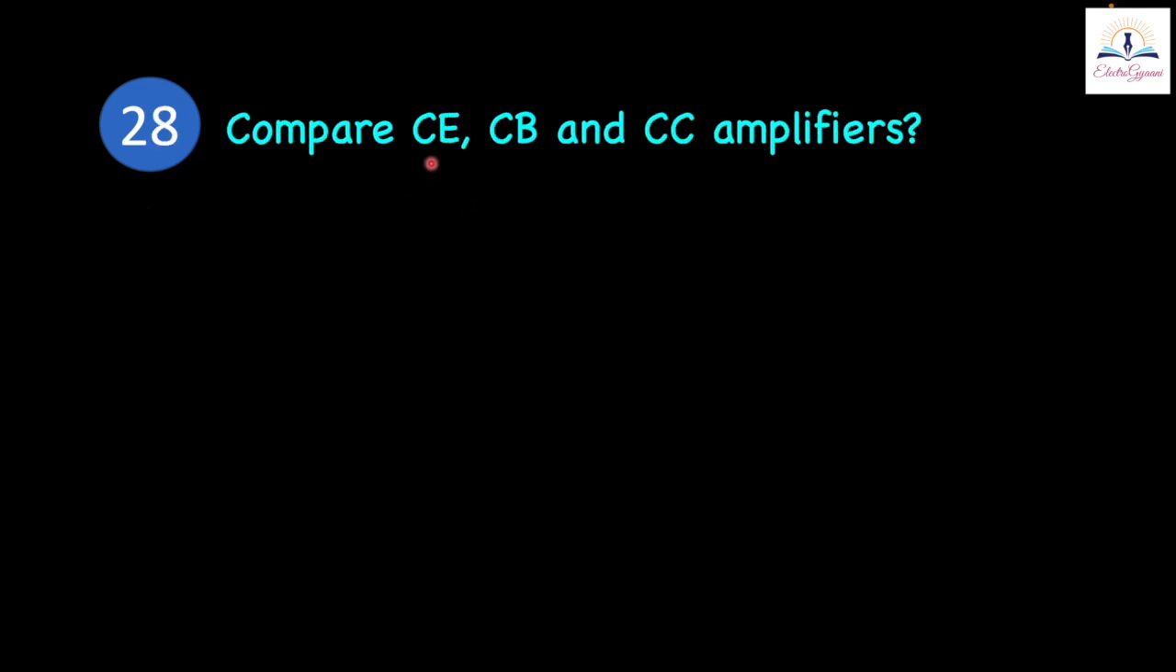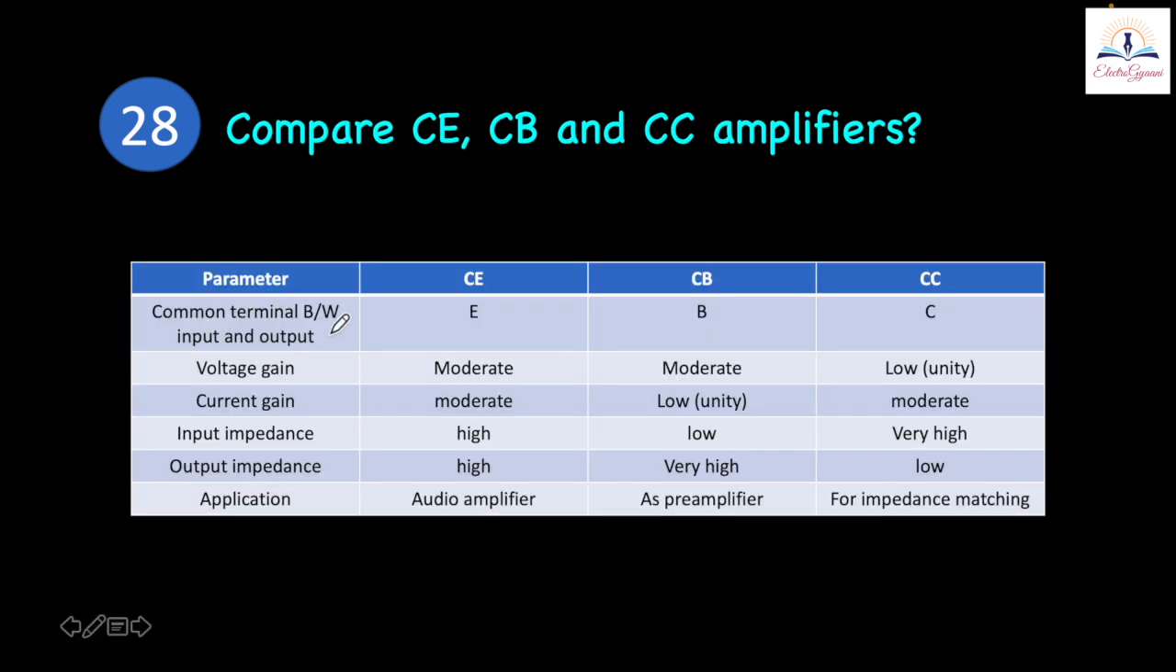Now compare common emitter, common base and common collector amplifiers. This question is mostly asked in the interviews. So please pause the video here and take its screenshot, save it and learn it. So first parameter is which is the common terminal. So in common emitter, emitter is common, in common base, base is common, and in common collector, obviously collector is common between input and output. Next is the voltage gain. So common emitter has moderate and common base also has moderate voltage gain, while common collector has the lowest voltage gain. It is almost unity.